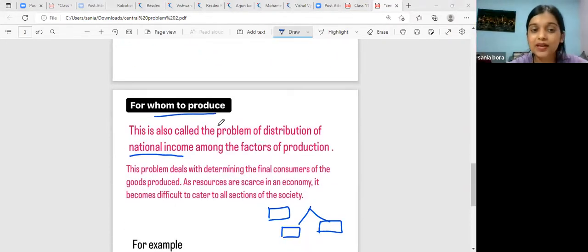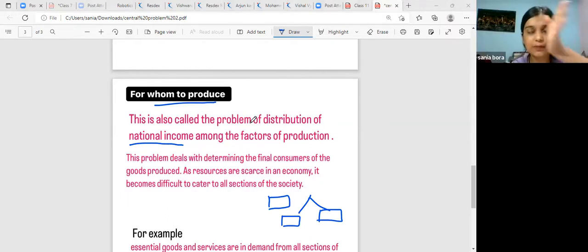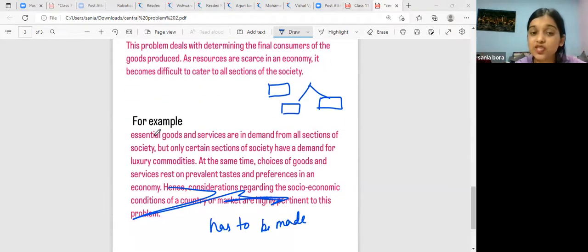normal bed, right? And after that, once the consumer is finalized, whether I'm producing for the poor section, middle section, or the higher section, after that, the problem will be that I have to distribute the national income as well, right? Okay. So basically, for example, essential goods and services are in demand for all sections of the society.